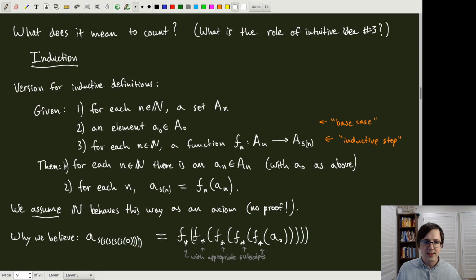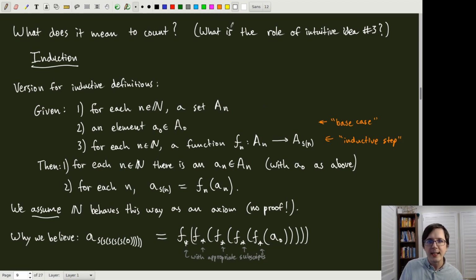Okay, so then what are the conclusions? Well, 1, for each n, we can get some element an of the set An, where a0 is the thing that we started with in the base case. And also, for each n, we have the property that the a for the successor of a number is the result of applying f of n to a of n.